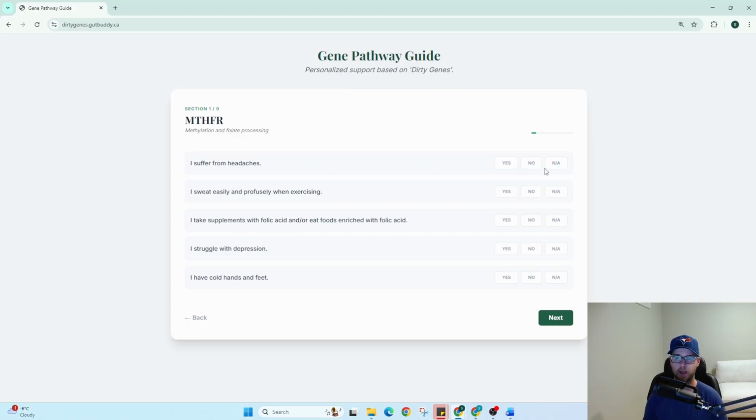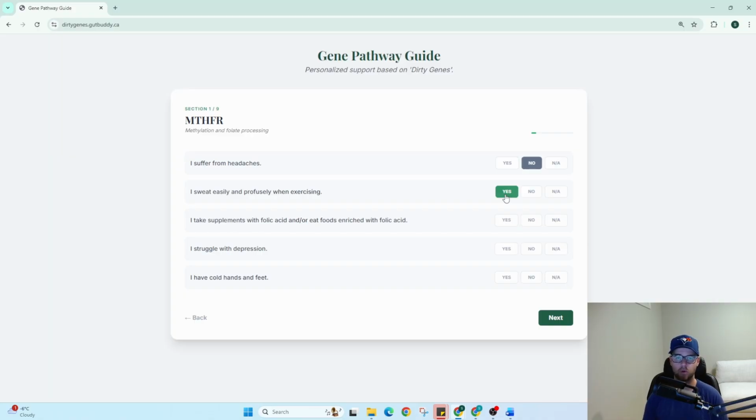So, I suffer from headaches. No. I sweat easily and profusely while exercising. I'm going to answer yes to that question. I take supplements with folic acid and or eat foods enriched with folic acid. So this is one of the first questions that maybe needs a little bit more context.